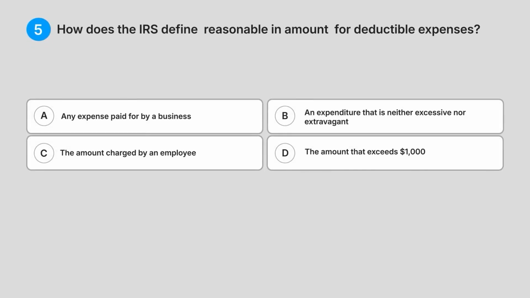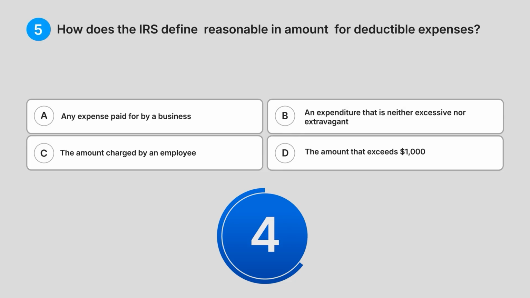5. How does the IRS define reasonable in amount for deductible expenses? A. Any expense paid for by a business. B. An expenditure that is neither excessive nor extravagant. C. The amount charged by an employee. D. The amount that exceeds $1,000. Can you guess the answer?